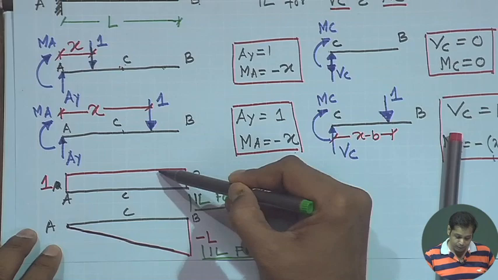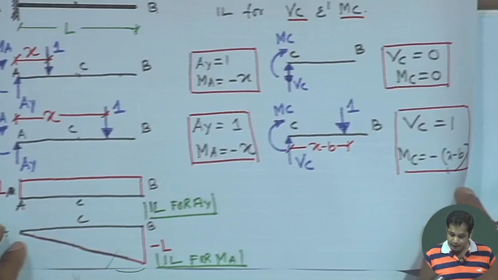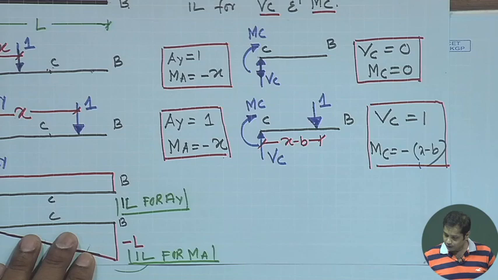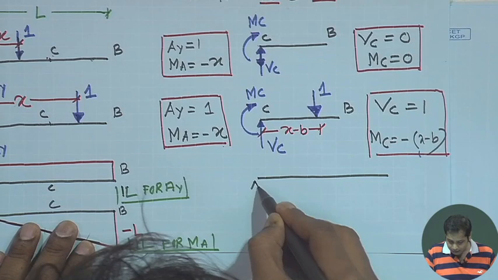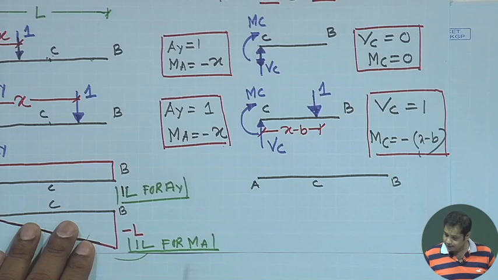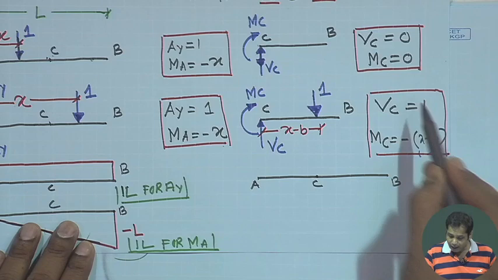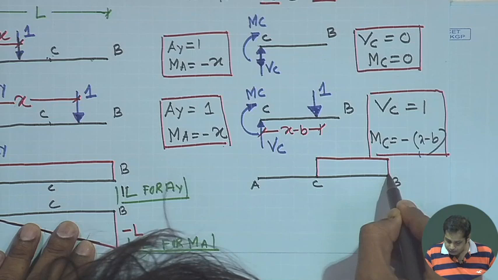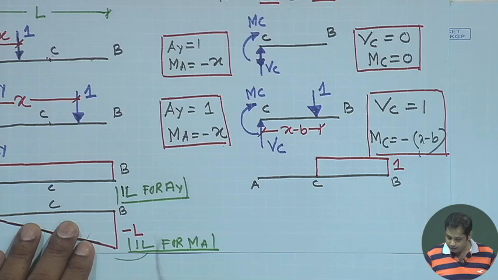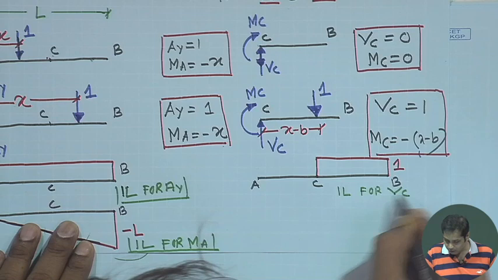Now, let us draw the influence line diagram for moment and shear. This is the expression for moment and shear. Let us draw for shear. So, this is A, this is C, this is B. What does it tell? V C is equal to 0 between A and C, and between C and B V C is equal to 1. So, this is the influence line for V C, and this value is 1.